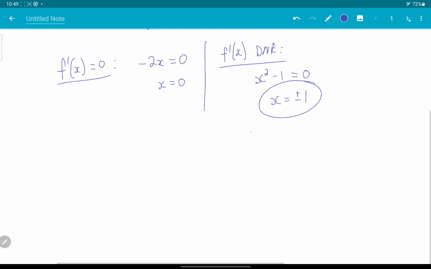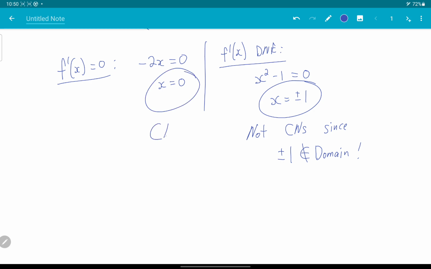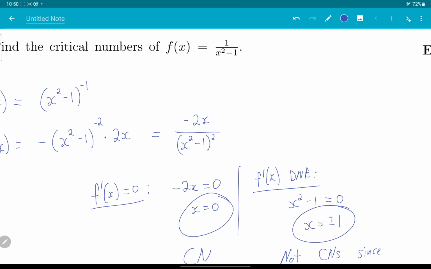So let's write that. Not critical numbers, since plus or minus 1, these are not in the domain. And this guy, x equals 0, is a critical number, and it's the only critical number. Okay, watch out for that.